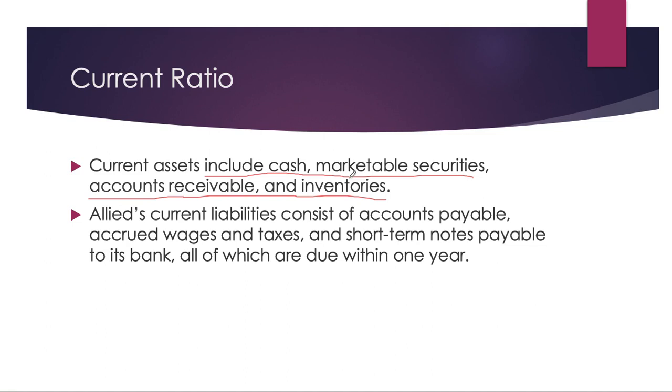And then the current liabilities, basically these are the obligations of the firm to pay to other parties within 1 year. This should be due within 1 year. Then this is part of the current liabilities, and some examples are accounts payable, accrued wages and taxes, and short-term notes payable to its bank. So these are all liabilities of the company, and they show up in the balance sheet.